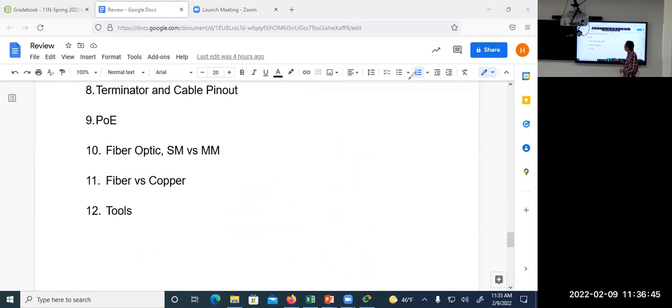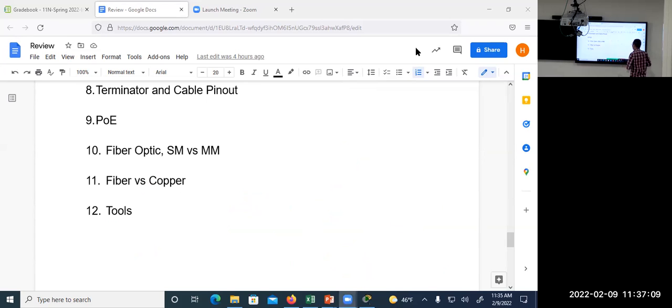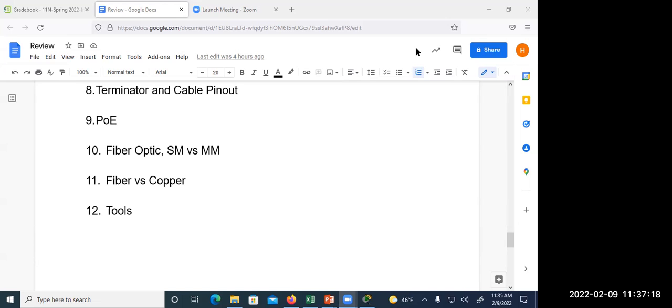So you learned something about the tools. You have the continuity tester, to see whether both ends of the cable work perfectly or not. You work with the toner and probe, and you work with the OTDR, which works with optical cable. So I think that's all for the review. Any questions? Let me know.